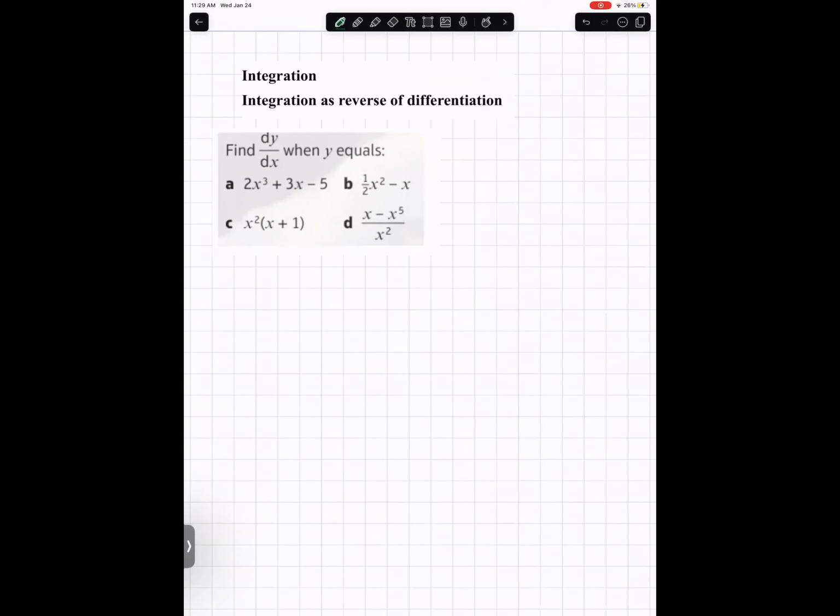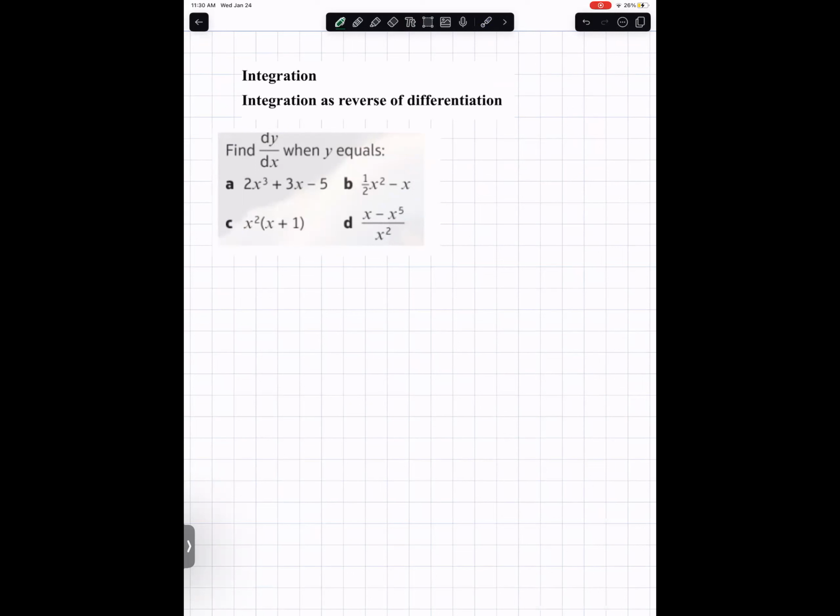Today we'll be looking at integration, and our aspect for integration today is integration as the reverse of differentiation. So we are going to be doing integration as the reverse of what? Differentiation. So your basic knowledge of differentiation, I just want us to go through the few examples we have here, to check how much you know of differentiation. So we have to find dy/dx when y equals this.